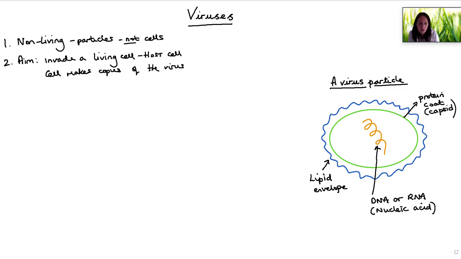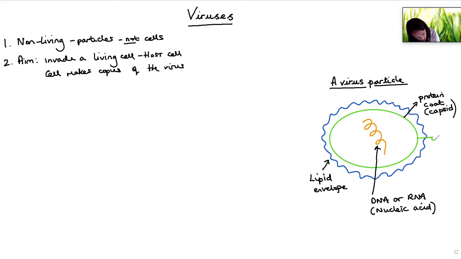Viruses don't survive long outside of a living cell. They're easily broken down, they can dry out, and UV light can damage their nucleic acid. So they really do need to get into a living cell in order to make more copies of the virus.